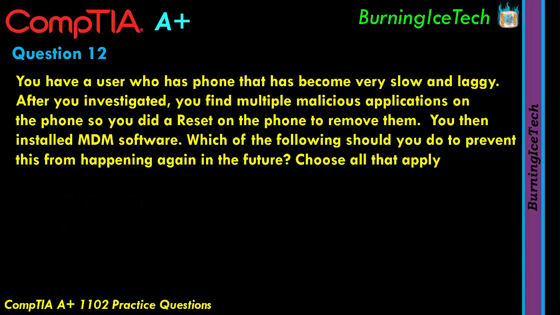Question 12. You have a user who has a phone that has become very slow and laggy. After you investigate it, you find multiple malicious applications on the phone, so you did a reset on the phone to remove them. All right. You then installed an MDM software, so that is short for mobile device management software. Which of the following should you do to prevent this from happening again in the future?